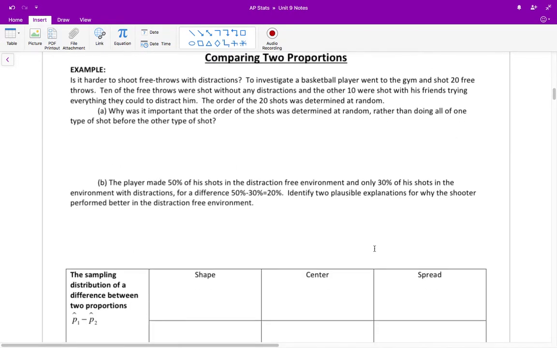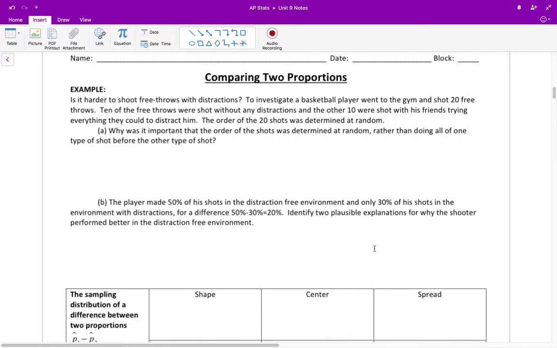All right, so today we're going to start by comparing two populations. First example: is it harder to shoot free throws with distractions? A lot of people would think so, and as I've watched a lot of college basketball, you would think the distractions play some part in it. Now, to investigate, a basketball player went to the gym and shot 20 free throws. 10 of those free throws were shot without any distractions, and the other 10 were shot with his friends trying everything they could to distract him.